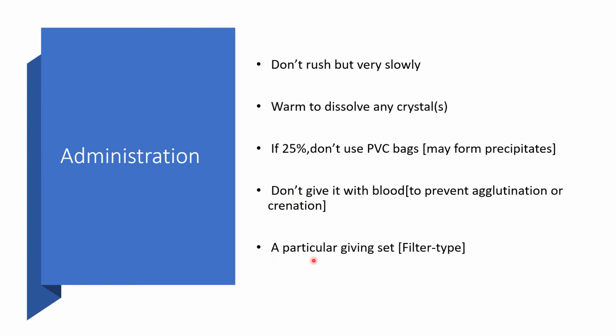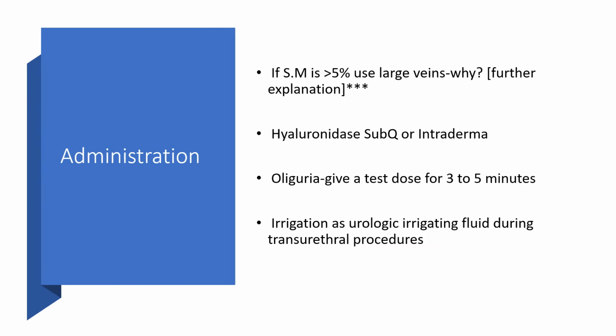So a particular giving set will be needed for administration of intravenous mannitol. If we are administering systemic mannitol that is greater than 5%, then we go for large veins. Why that? Okay, for the explanation, right?